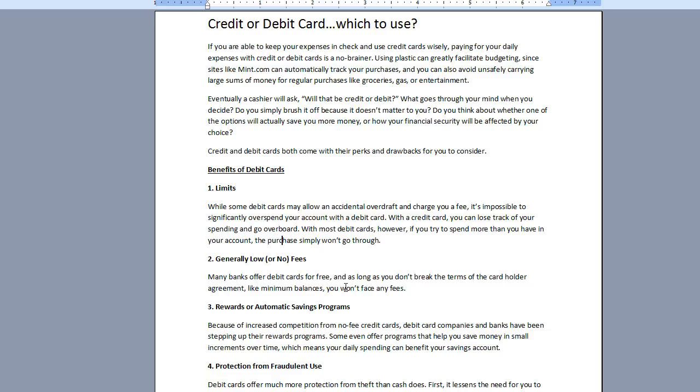Definitely know the difference between credit cards and debit cards, okay? And know the benefits and the drawbacks of each, because that's going to be huge. It's very, very important to know the difference between those two.